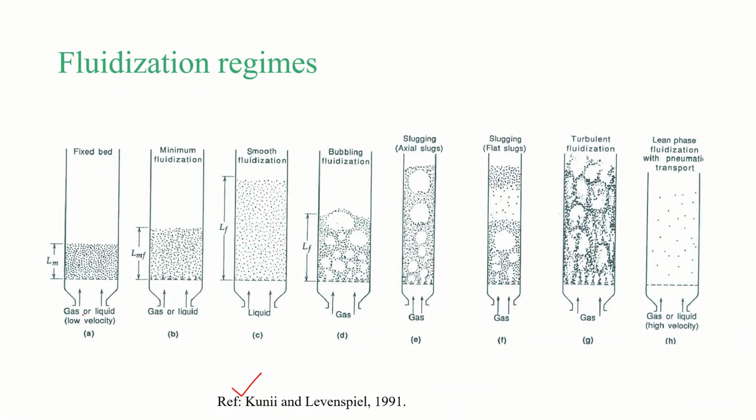Then we pass the gas or the liquid, that is the fluid, at a very low velocity in the fixed bed or packed bed. In the fixed bed, the particles would not start to move. That is, the particles would be very tightly packed. When we increase the gas or the liquid velocity, the particles would be suspended in the fluid medium. They would not be moving, but would be suspended. This is known as minimum fluidization velocity, with the minimum packing length or minimum packing height.